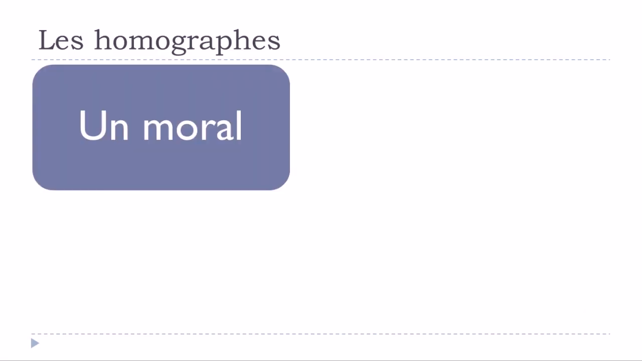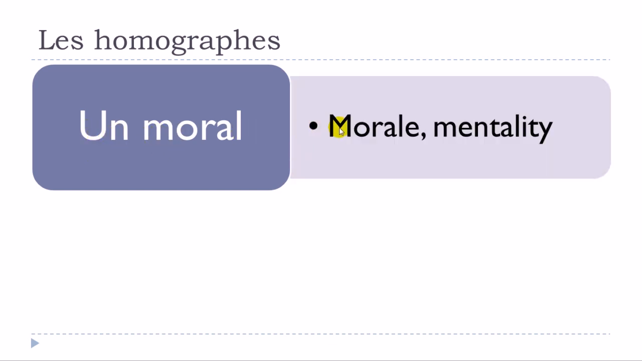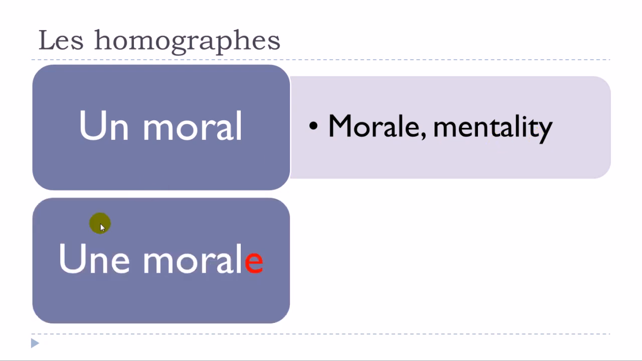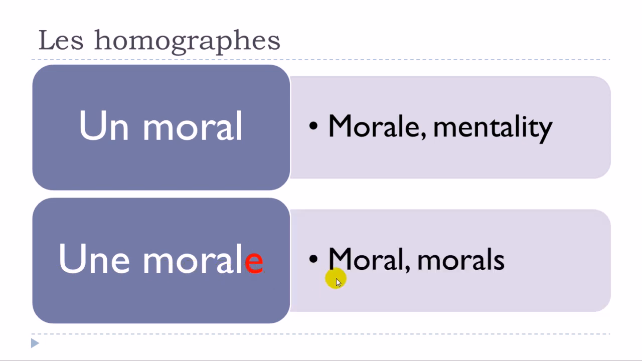The first one is un moral. Okay, un moral. And so you can see the meaning here in English. And if we see the feminine form, and I wanted to start with this one because, as I said, in most of the cases they will be written the same way, but in that case you've got this e at the end, which is silent, so you don't pronounce it. So clearly it is the same pronunciation for the two words, but in that case it's feminine. Une morale, okay? And here is the meaning in English. So, un moral, une morale.